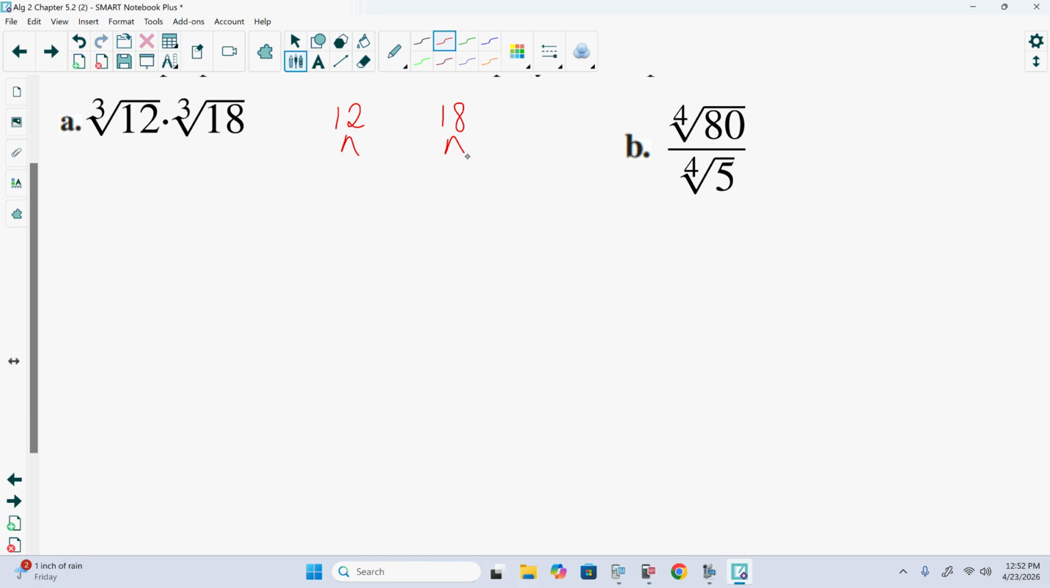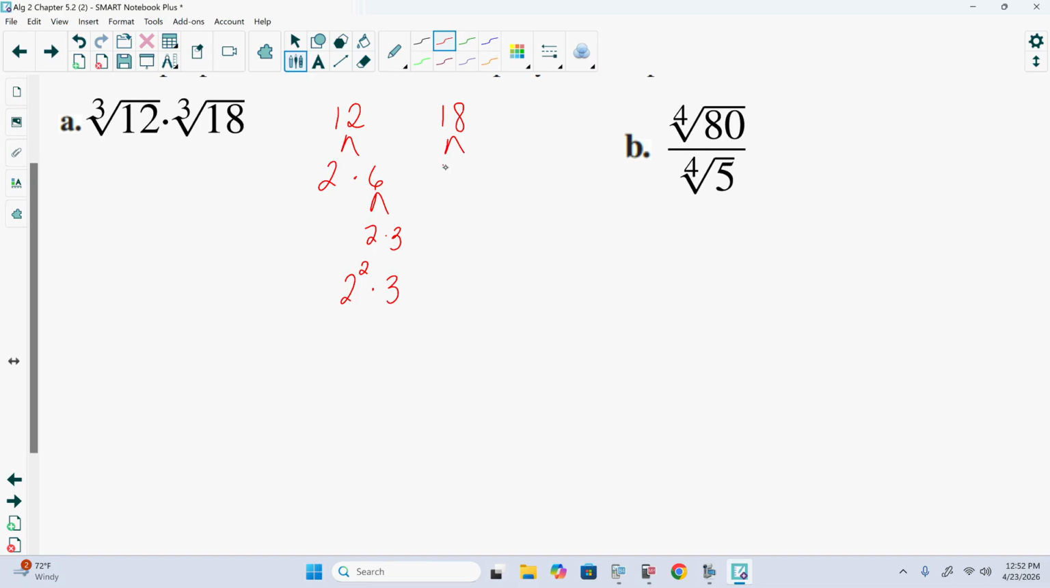12, we have 2 times 6. 2 is prime, so we can look at 6. 6 is 2 times 3. Telling us that 12's prime factorization is 2 squared times 3.